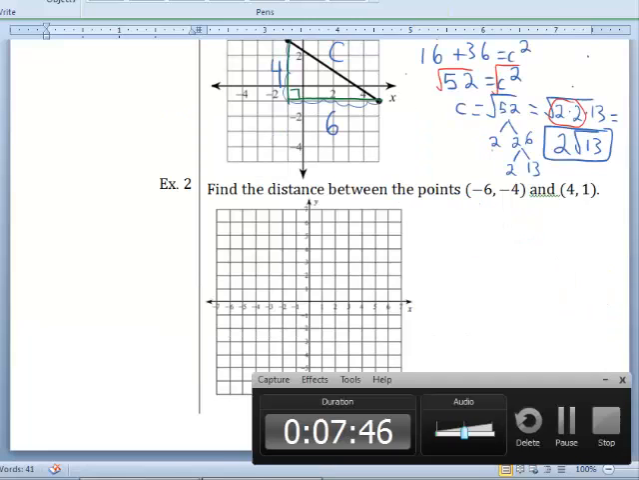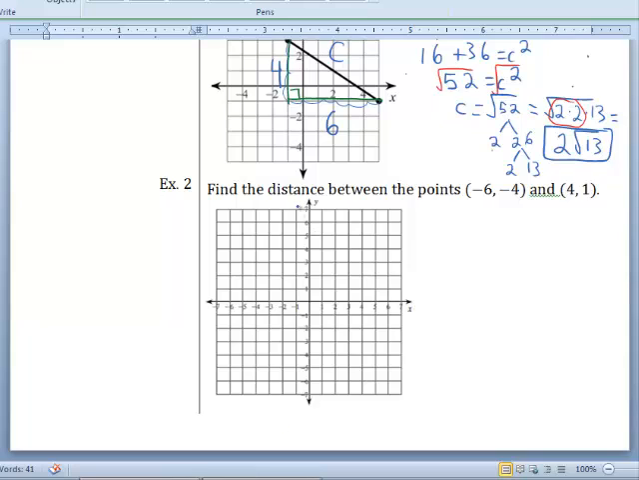Let's do one more. Find the distance between the points (-6, -4) and (4, 1). So plot those points on a graph. I've got (-6, -4), and then I've got (4, 1). I want to find the distance between them. Again, distance is the exact same thing as length. Don't let those confuse you.